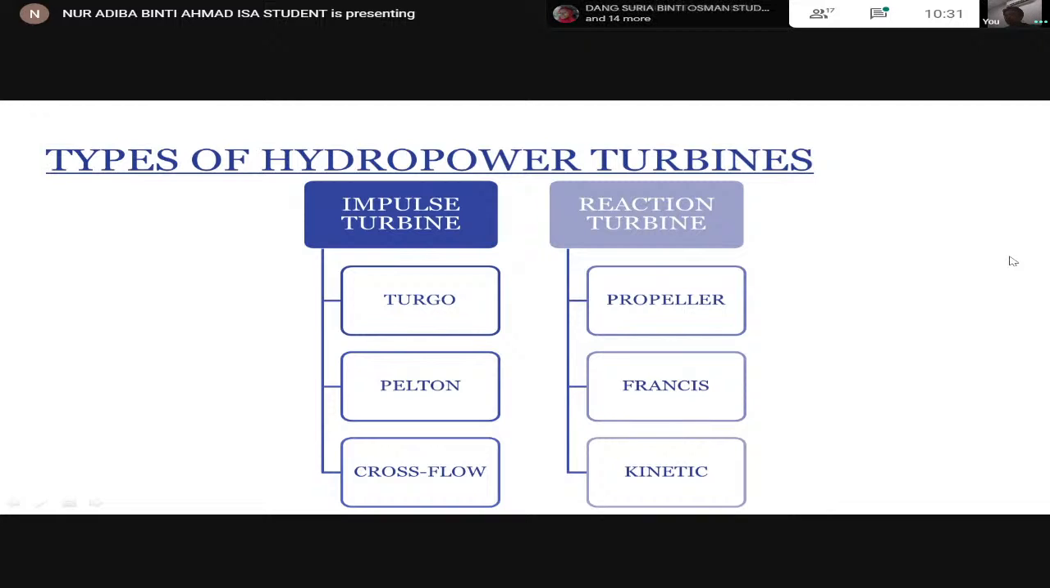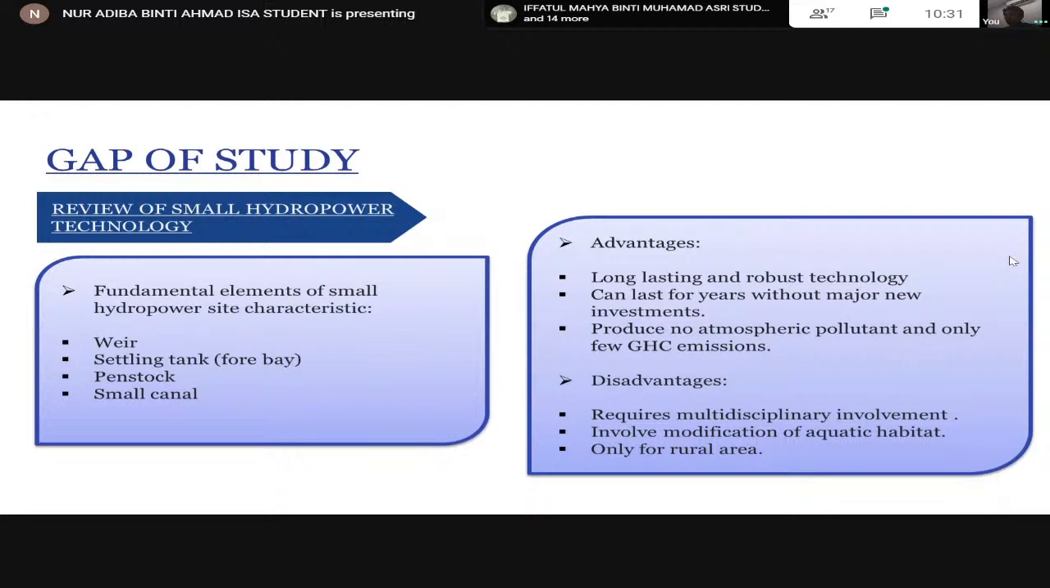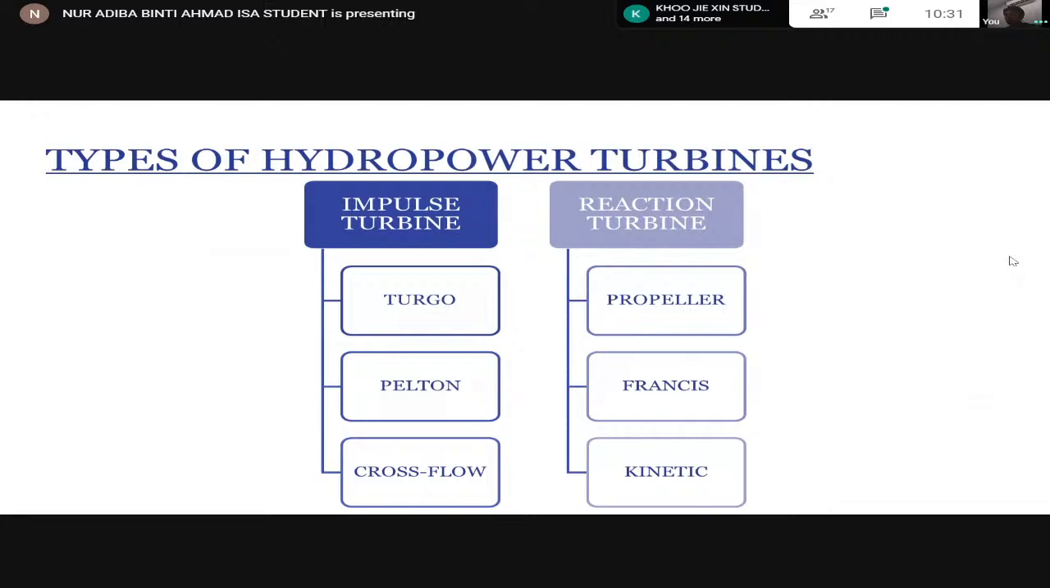So refer to the slide just now. The impulse turbines are Turgo, Pelton, and cross flow, and the reaction turbines are propeller, Francis, and kinetic. There is also a difference between impulse and reaction turbines, which can give pros and cons for our hydropower generator.